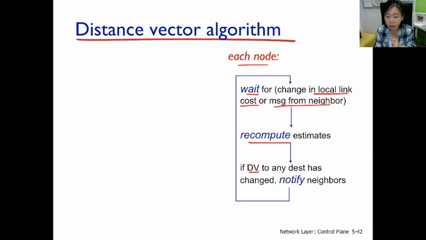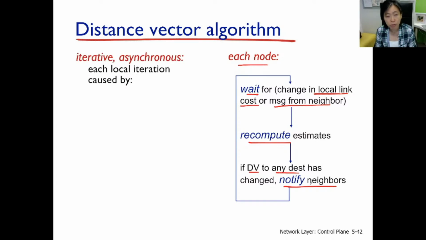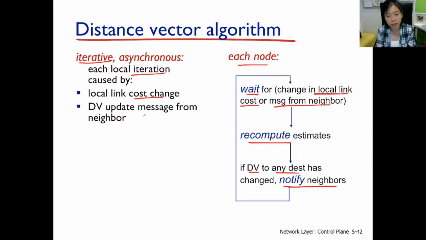As a result, we get a new distance vector. Now, if the distance to any of the destinations has changed, that means a better route, a shorter distance, is discovered. Then we tell the neighbors, because the neighbors might also benefit from the good news. So you see, the distance vector routing algorithm working this way is iterative, meaning it works in cycles. In each cycle, it can only be triggered by two kinds of events, link cost change and DV update messages arriving at the router.